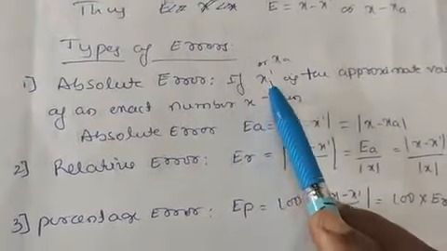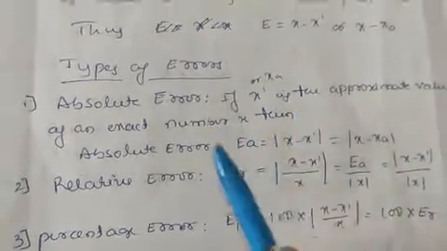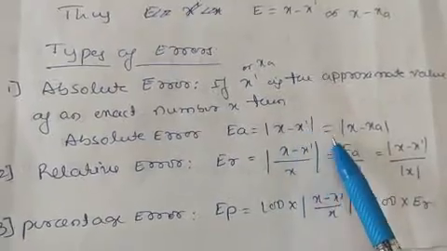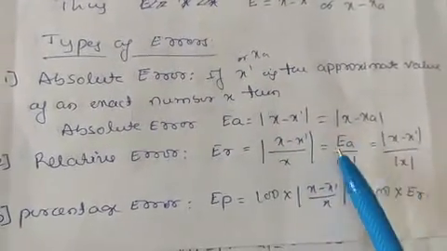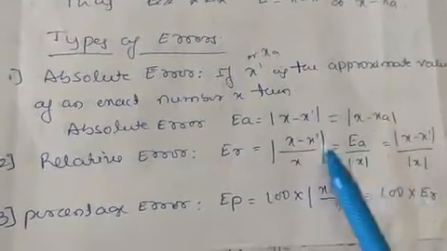If x dash, or xa, is the approximate value of an exact number x, then the absolute error EA is equal to mod of x minus x dash, or mod of x minus xa. The only thing is you have to take the modulus value, or absolute value, here.